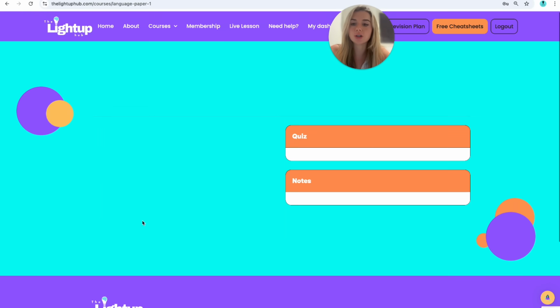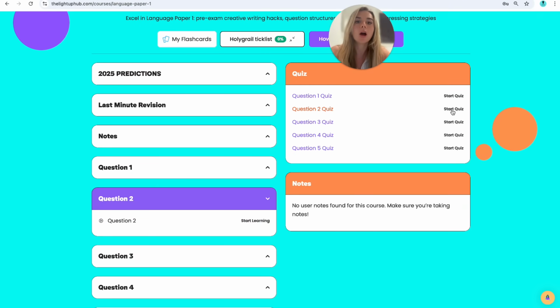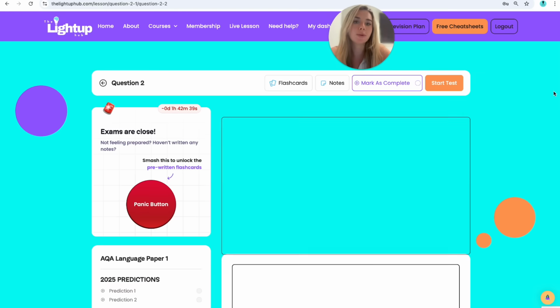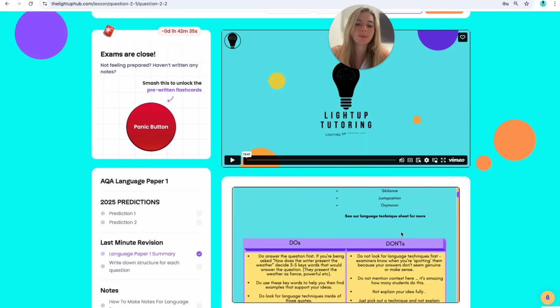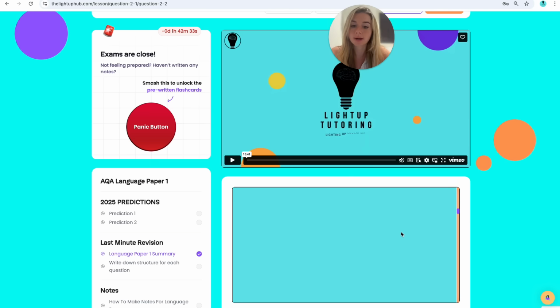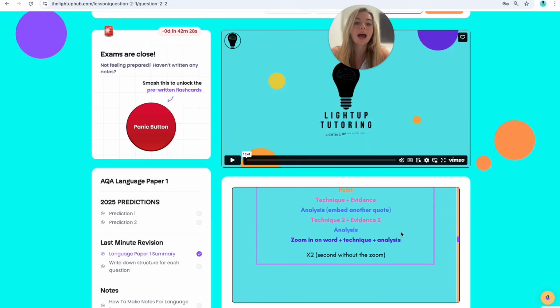As I mentioned, all of these structures are taken from the Light Up Hub, and I'll show you what this looks like in the Light Up Hub. I'm going to go through it briefly in this video, but if you wanted it in detail, on the Light Up Hub we go through the full thing for Question 2. We give breakdowns, do's and don'ts, we break down the mark schemes, we give model examples, we give you structures, and we give you this for every single question for language, proven and written by examiners. So all you've got to do is implement it in the exam.